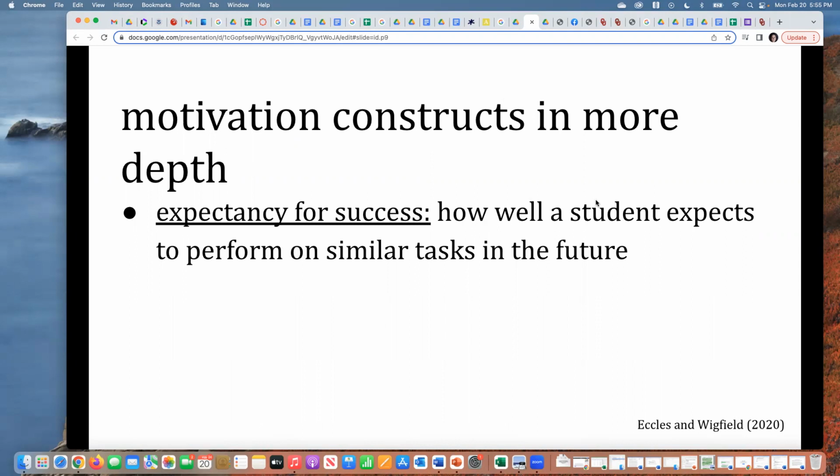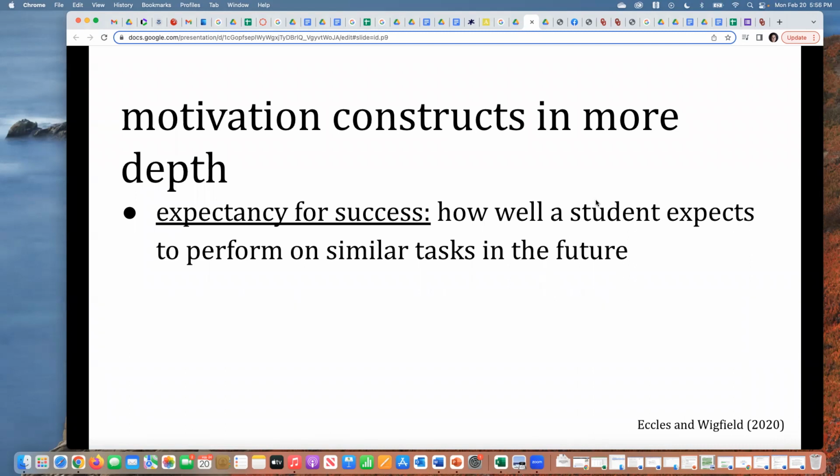And it's specifically defined as how well a student expects to perform on similar tasks in the future. It's highly similar, as you're probably already thinking, to another construct that we've explored so far, namely self-efficacy. Both are very similar in the sense that they reflect domain or task-specific competence beliefs, how confident a student feels that they can be successful.